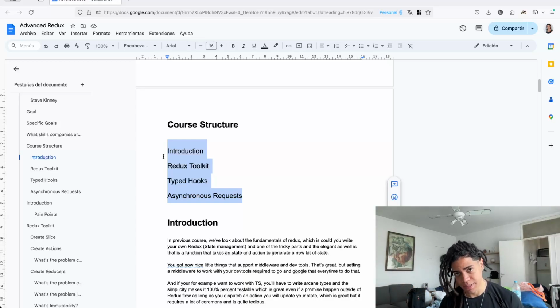Followed by the new states, or followed by the state, right? So this is something quite convenient because now RTK solves all of this ceremony. It requires less ceremony when it comes to actually updating or mutating the state.